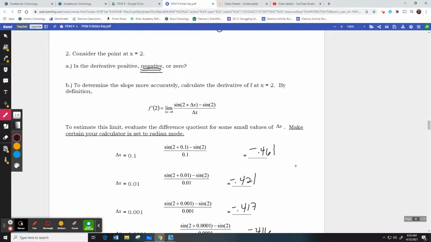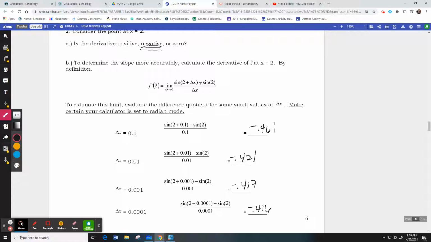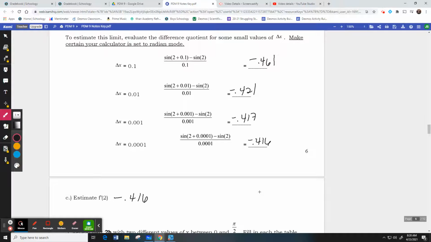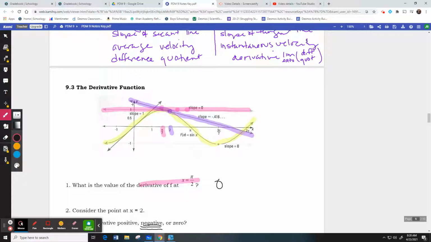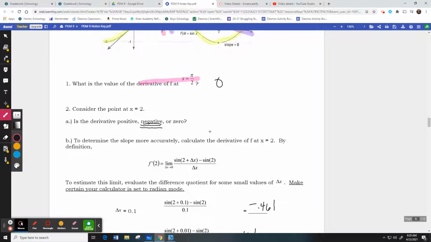I've done that already to save some time. Using this formula, I picked, you see here, smaller and smaller delta x values, and just put these expressions into my calculator, and my calculator's in radians, and I get these values. So if we want to estimate the derivative, or the slope of that tangent line, it's about negative 0.416. And if you look up here, that kind of makes sense. You have that negative slope. It's also already written there. All right, so that's the slope.